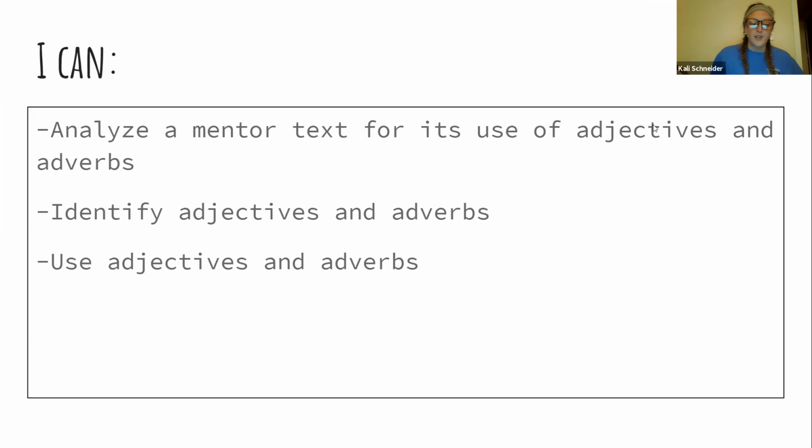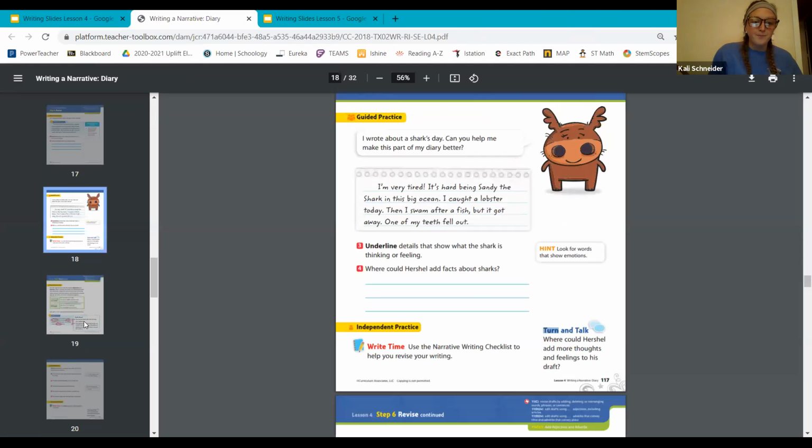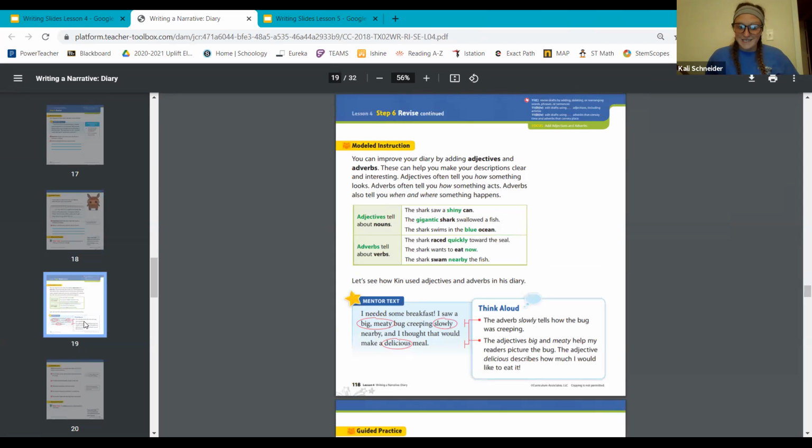So please go ahead, and we are going to need to be on page number 118 today. If you have your book, get to page 118 and you can pause it until you have gotten there. So I'm going to go ahead and we can get started. Today we're going to continue revising our narrative diary entry. As you revise, think about how to use adjectives and adverbs to make your details sharp and clear. So let's read the instructions today so we can get started.